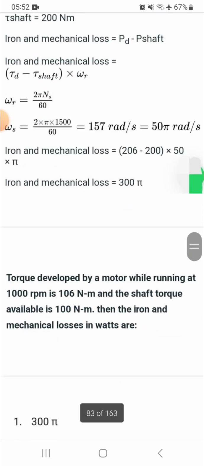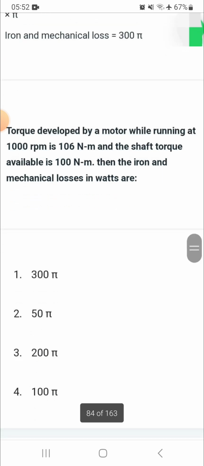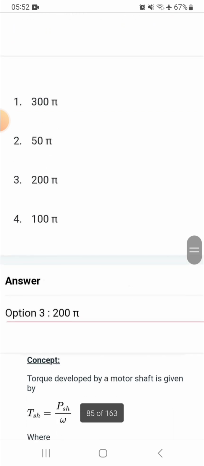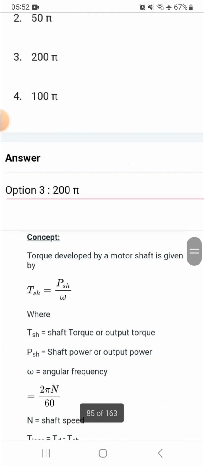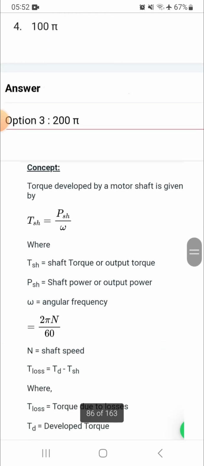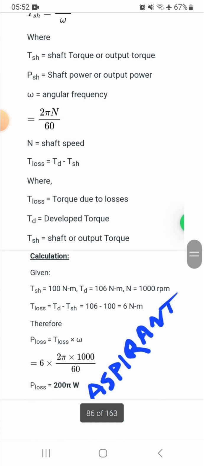Torque developed by a motor while running at 1000 rpm is 106 newton meter. The shaft torque available is 100 newton meter. Then the iron and mechanical losses in watts are 205. Here the concept is that the torque developed by the motor at the shaft is given by T shaft is equal to P shaft by omega. T is the shaft torque or the output torque, P is the shaft power or the output power, and omega is the angular frequency. And here is the calculation.